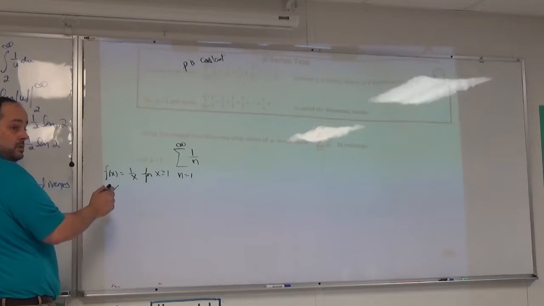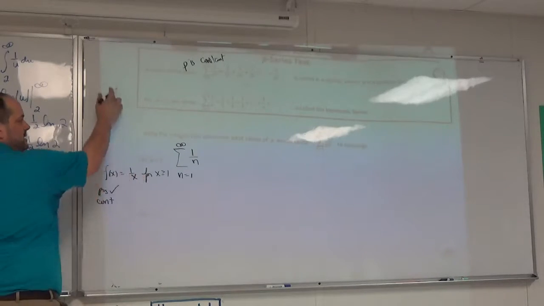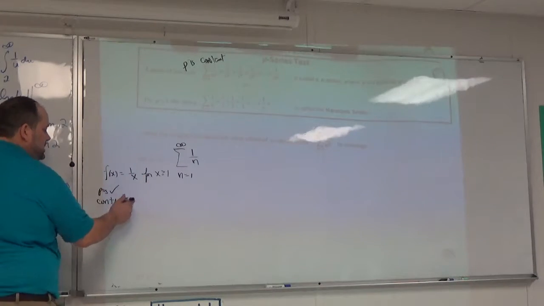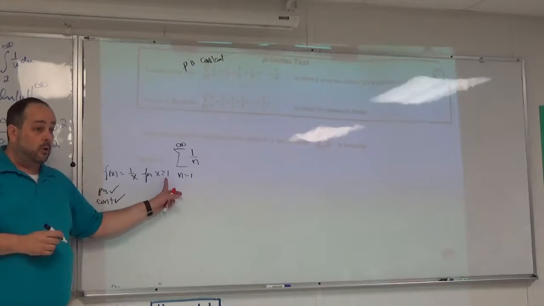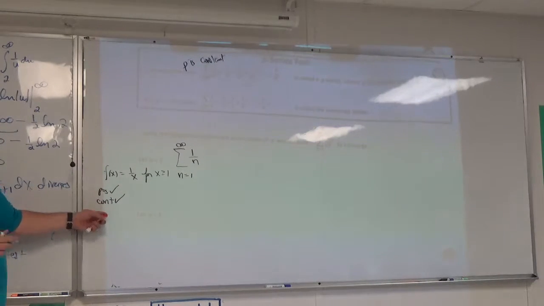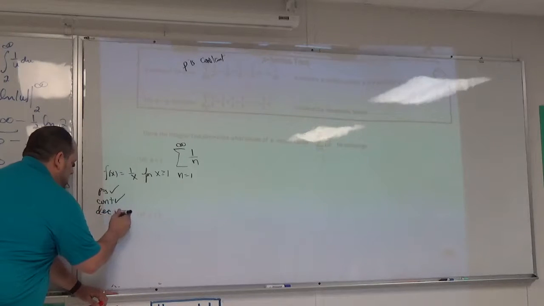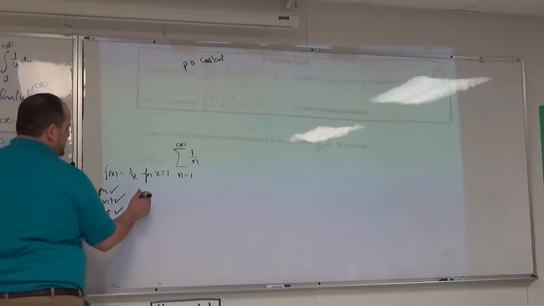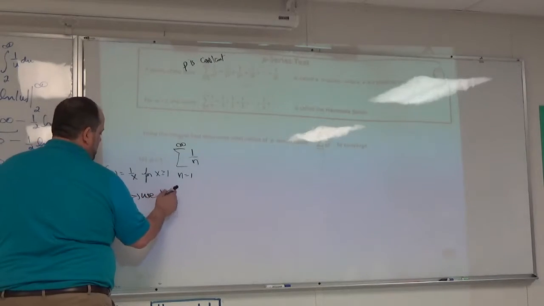Continuous. Is it continuous? Yes. You know what that graph looks like. It's the boomerangs. It's continuous for x greater than or equal to 1. Positive, continuous, the last piece? Decreasing. Is that true? Yes. Absolutely. All the things, guess what? Use the integral test.